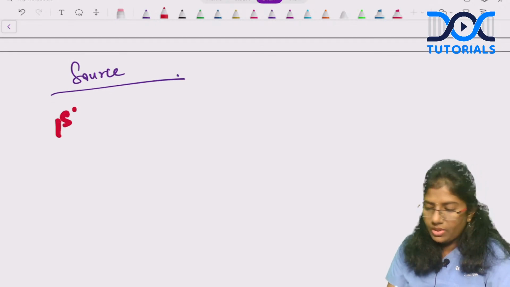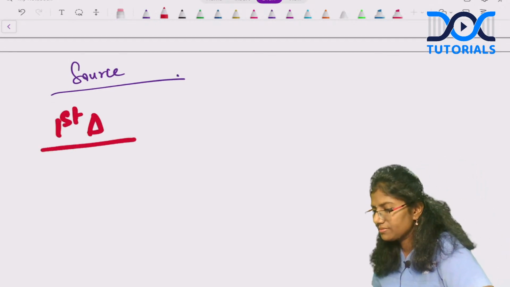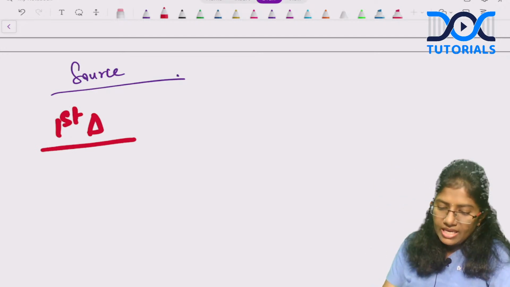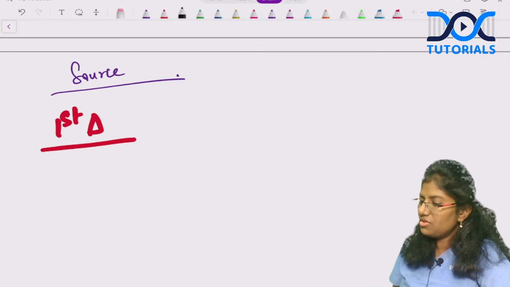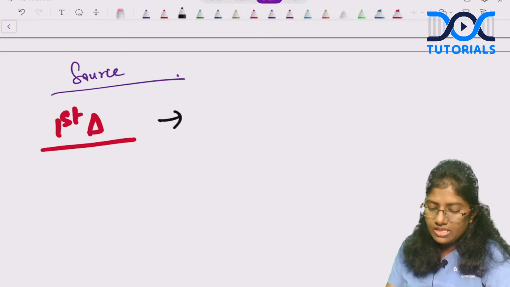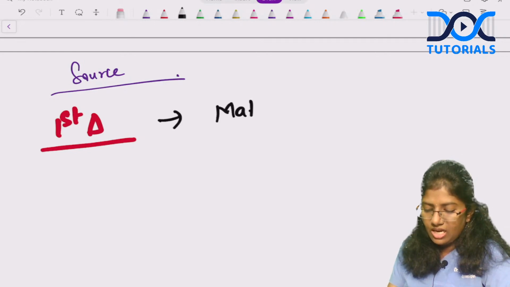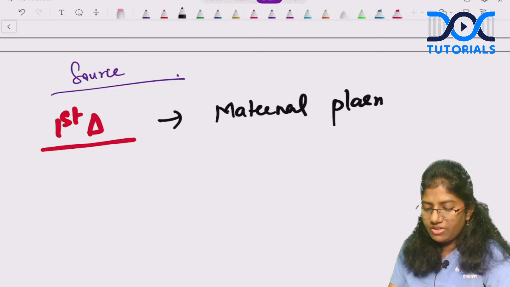Now coming to the source of amniotic fluid, tell me, what is the source of amniotic fluid in the first trimester? In the first trimester, the source of amniotic fluid is maternal plasma. It is an ultrafiltrate of maternal plasma.